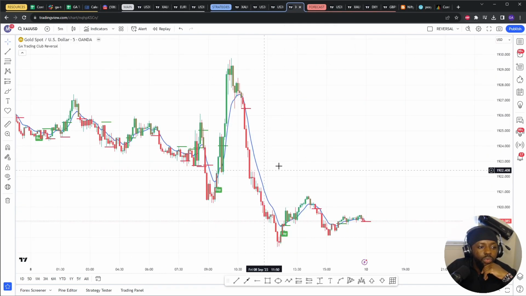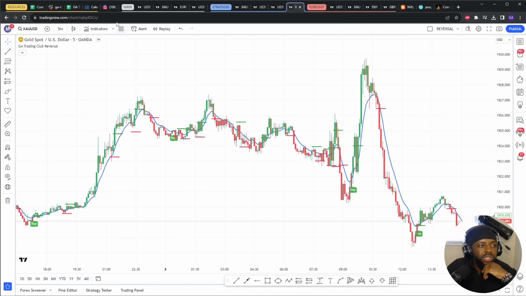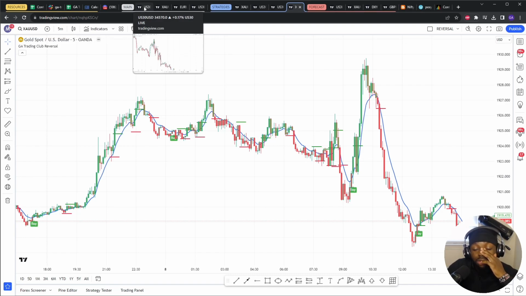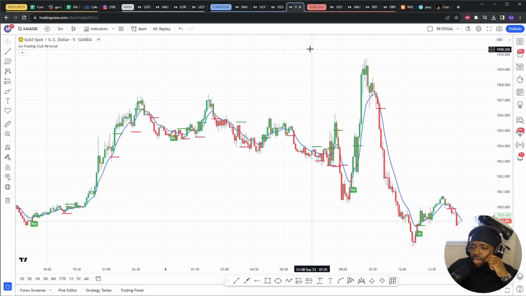And I went over the reversal indicator. So this is again the reversal indicator. But anyway, those are just some of the strategies we have. So in a nutshell, we have the crosses indicator strategy, or the crosses strategy.